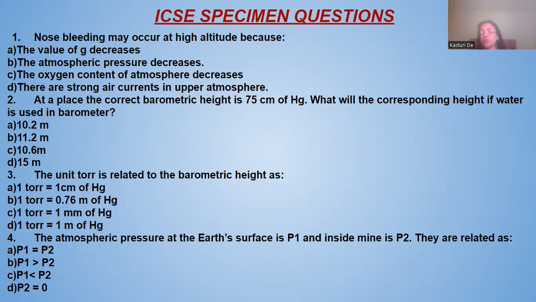So when the atmospheric pressure at the Earth's surface is P1 and inside the mine it's P2, what is the relation between P1 and P2? The pressure P2 of the mine will be more than that of the Earth's surface. So the answer will be P1 is less than P2. C will be the answer.